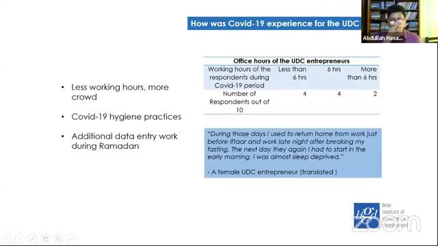In the next slide, we would be talking about the experiences of the UDC entrepreneurs in the COVID-19 period. The majority of the UDC entrepreneurs informed us that they had more people in their office during working hours compared to the normal time. They explained that people usually wanted to come to the Union Parishad office in the morning time in this period. However, they had to follow social distancing rules and hygiene practice.